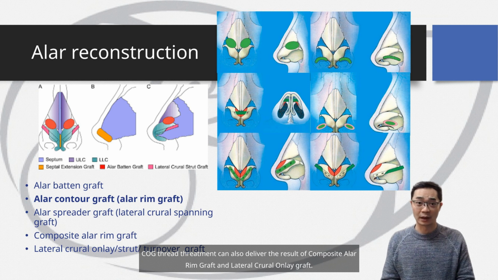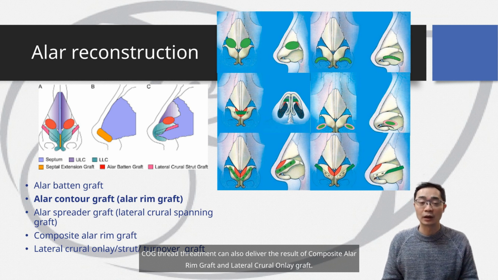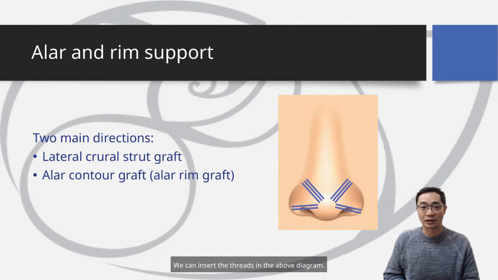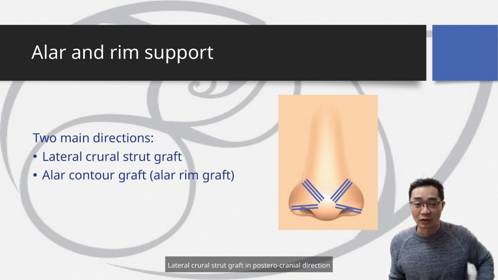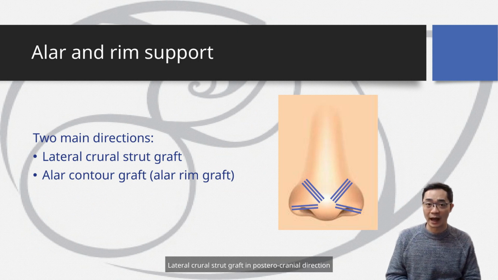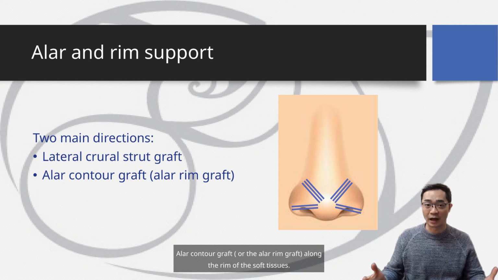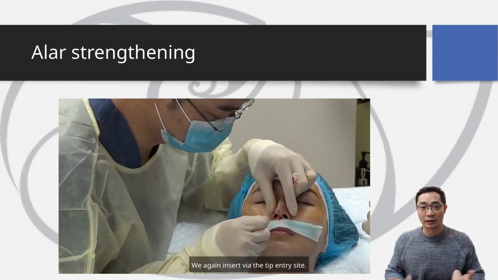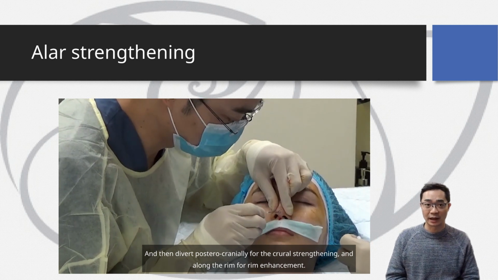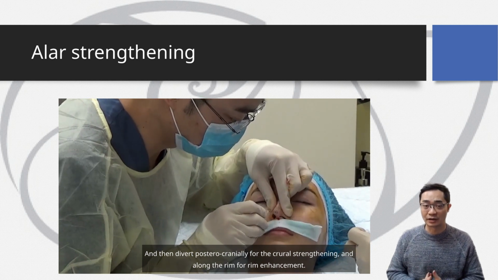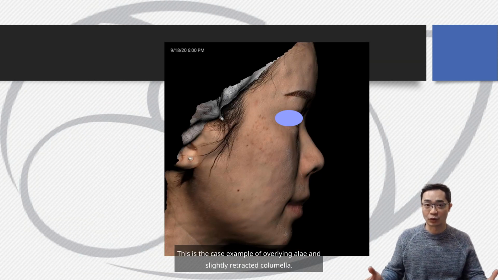COG thread treatment can also deliver the result of composite alar rim graft and lateral crural onlay graft. We can insert the threads in the above diagram. The two main directions: lateral crural strut graft in posterocranial direction, and alar contour graft, or the alar rim graft, along the rim of the soft tissues. We again insert via the tip entry site and then divert posterocranially for the crural strengthening and along the rim for rim enhancement. This is the case example of overlying alar and slightly retracted columella.